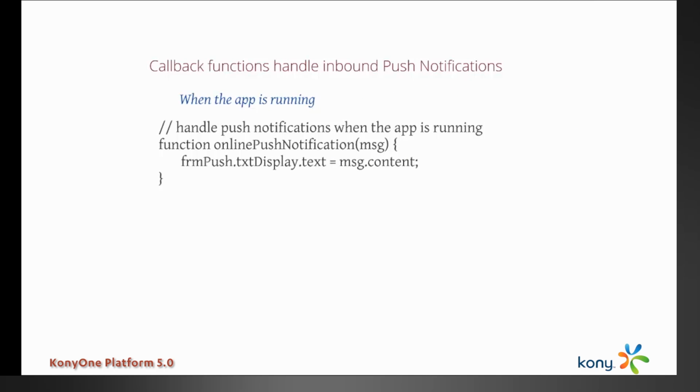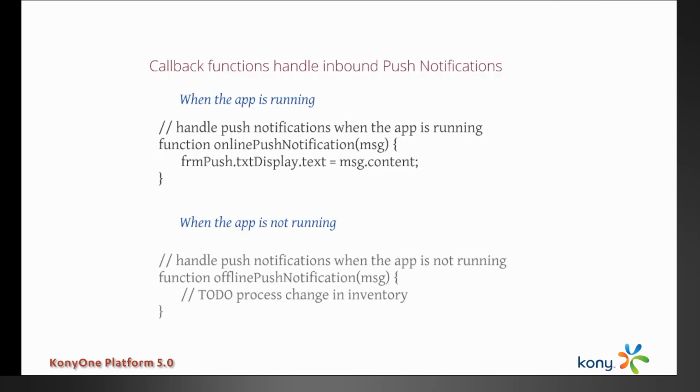Now that the device and app are subscribed, which only needs to be done one time, we are ready to process inbound push notifications. We have two callbacks, one for when the app is running and another for when the app is not running. When the app is not running, the mobile operating system will still forward push notifications to our callback function.